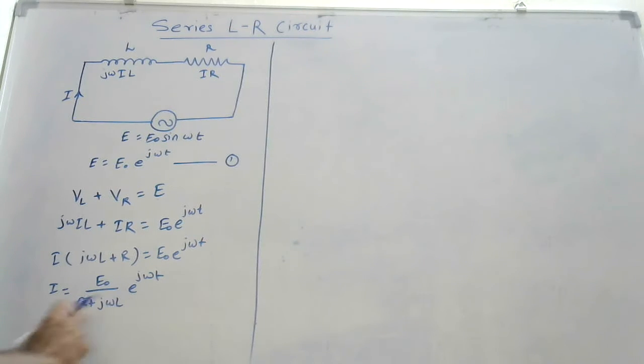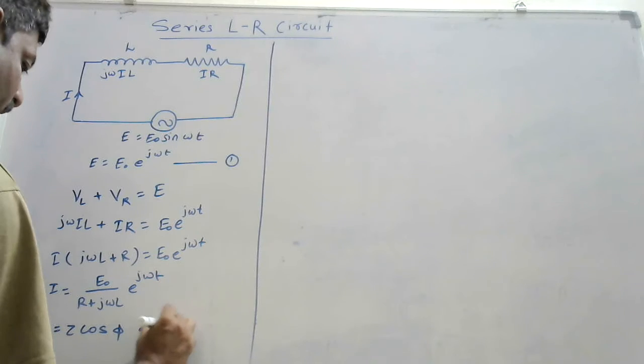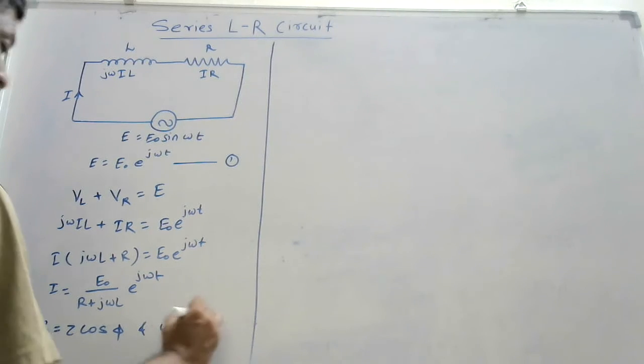See here, this R plus j omega L consists of a real and an imaginary part. The real part is known as the resistive or in phase component, and the imaginary part is known as the reactive or quadrature component. That is, R equals Z cos phi. This is the real part, and the imaginary part, omega L, equals Z sin phi.